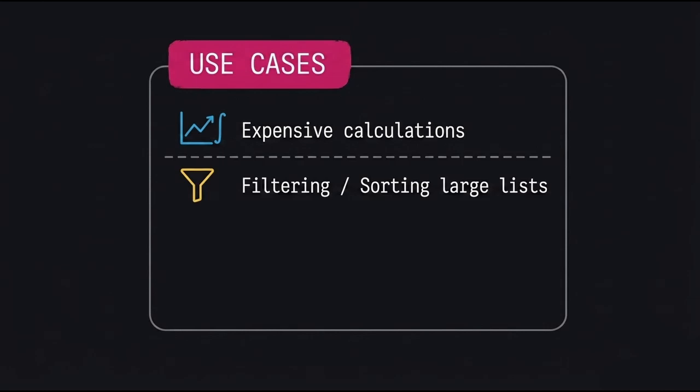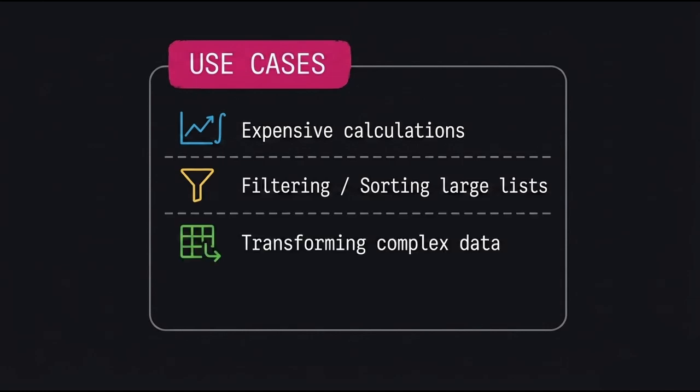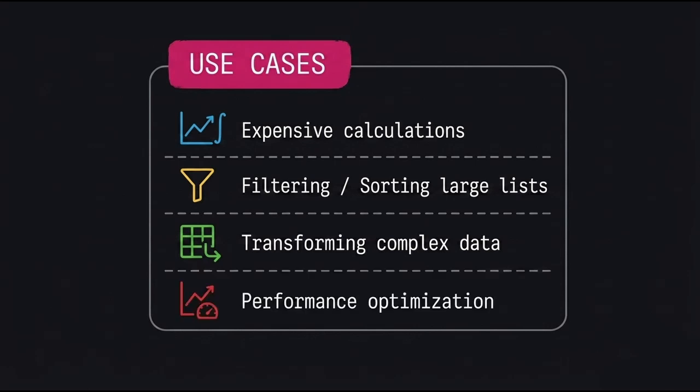Real-world use cases: heavy mathematical or data sorting calculations, filtering or sorting massive arrays and lists before rendering, transforming complex API data structures. Pro tip: don't use useMemo for cheap, fast calculations. Memory allocation has its own overhead. Use it strictly when the computation is genuinely expensive.